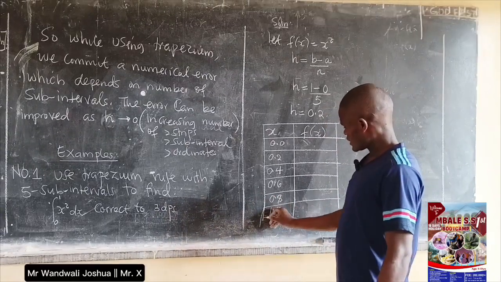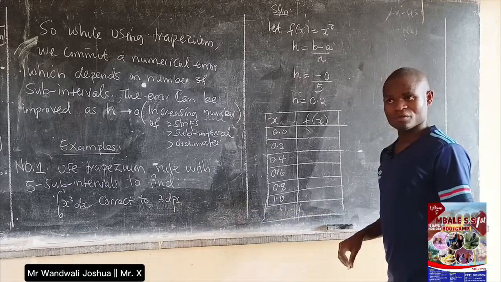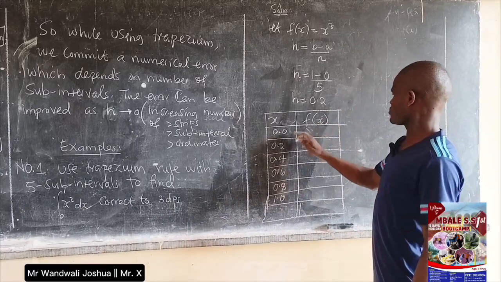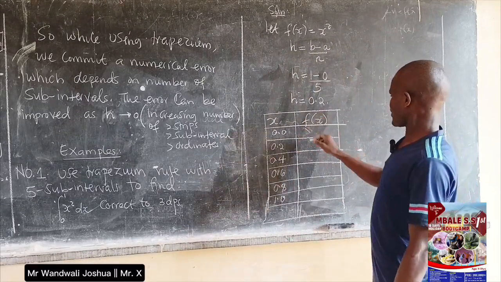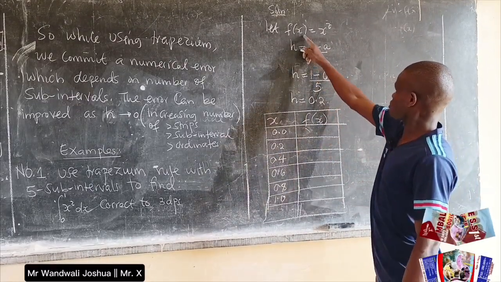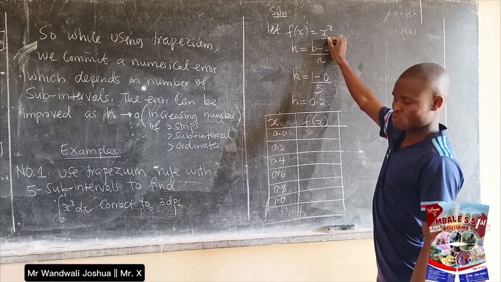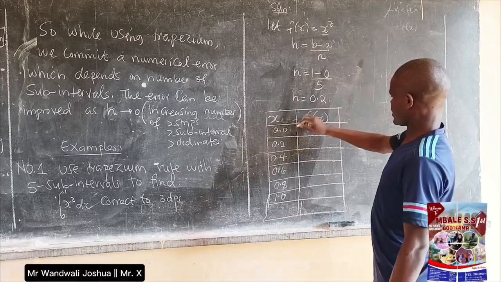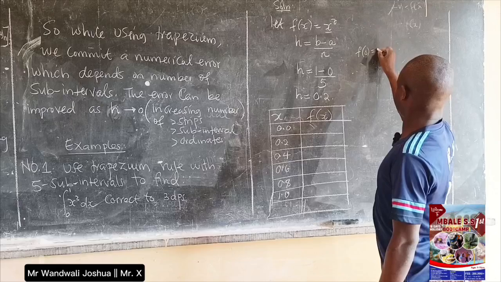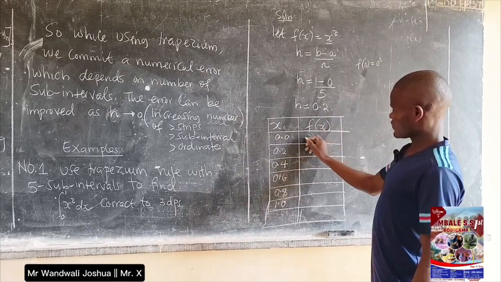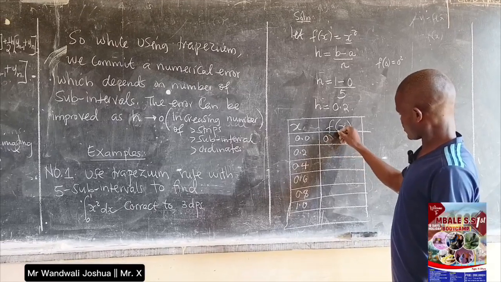Now, after getting this, that is our table. We are going to record here the values of f of x at different values of x. Now the first one, we go and substitute here to get f of x values. Remember, it is given by x squared. So we are simply going to substitute. The first one, we are going to have f of 0, and that will be 0 squared. So 0 squared is going to be 0.